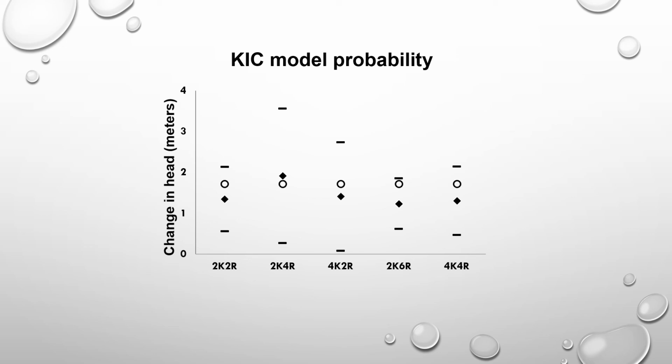This is the KIC model probability calculated for this set of models. Here, the simplest model with 2 zones of hydraulic conductivity and 2 zones of recharge has a probability of 63%. And the third model with 4 zones of hydraulic conductivity and 2 zones of recharge has a probability of 37%.